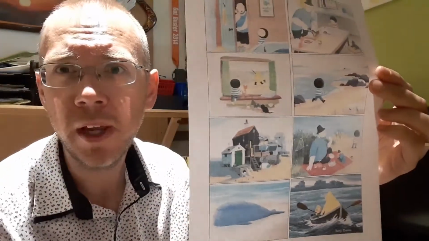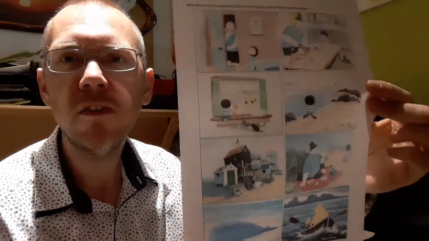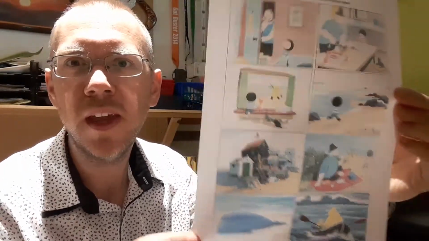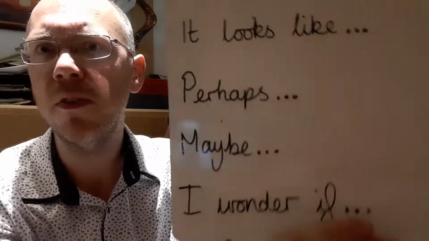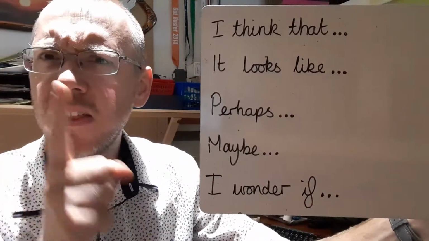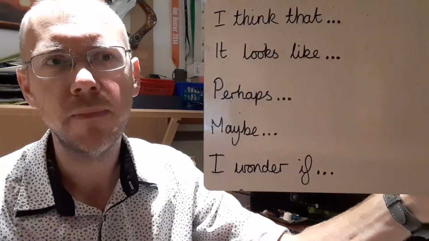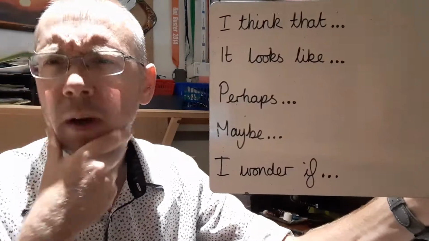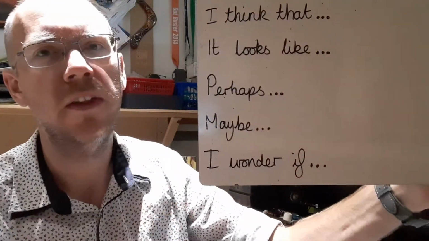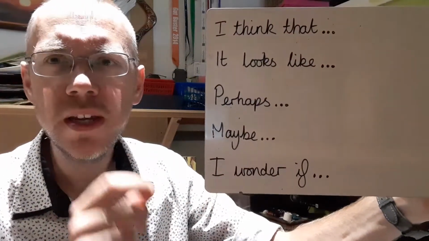Now these pictures might not be in order, so it doesn't matter which ones you choose. You don't have to do them all. You could do 2, 3, 4, 5, 6, 7, 8 of them if you like. But I'd like you to write some sentences predicting what you think the story might be about. And I've got some sentence openers you could use to help you. So perhaps you might write a sentence that says, I think that, stick another picture in, it looks like, another sentence could say, perhaps, another sentence, maybe, and a final sentence could be, I wonder if.